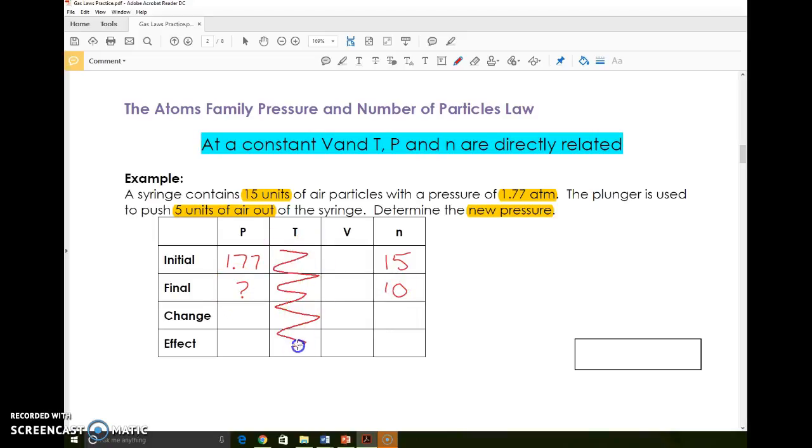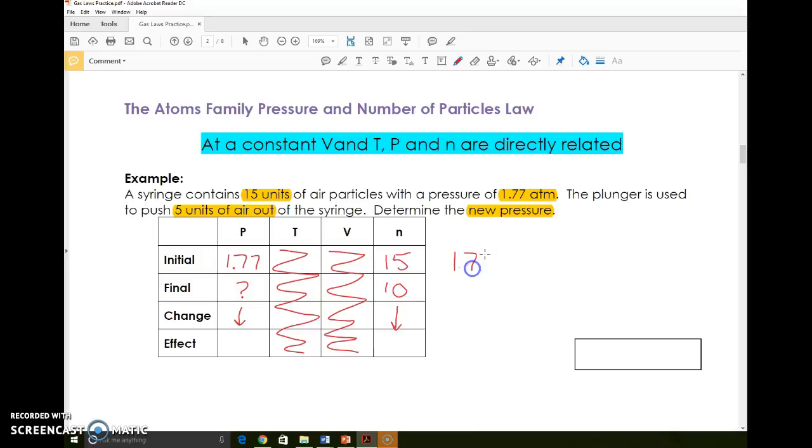Again, the temperature in the system must remain constant and the syringe has a constant volume. The number of particles clearly decreased, and according to our new law, there is a direct relationship between number of particles and pressure, so the pressure should decrease as well.